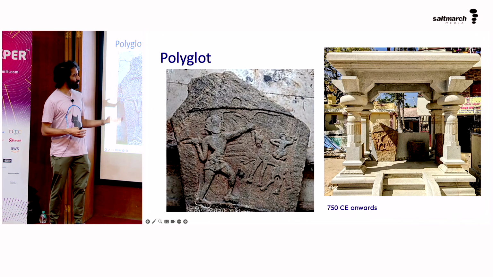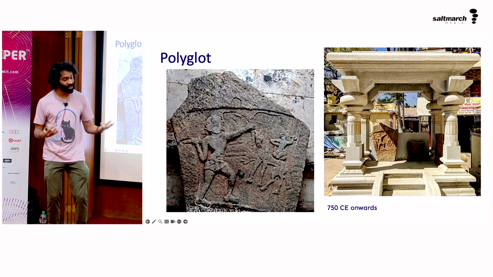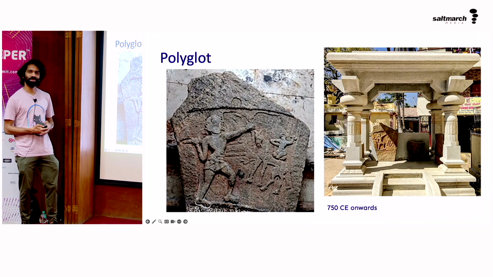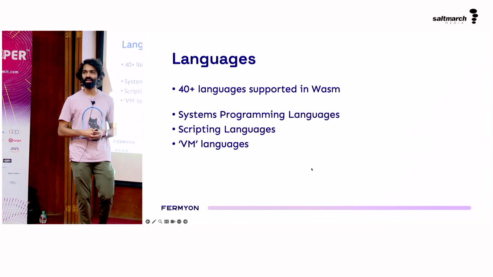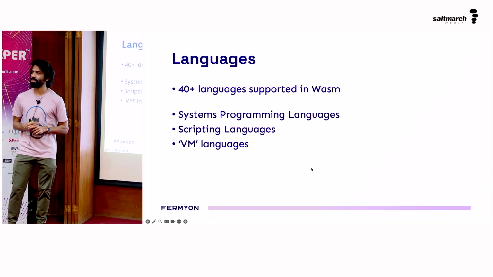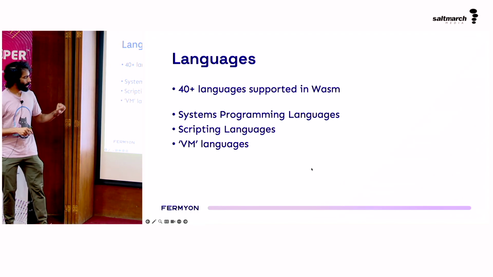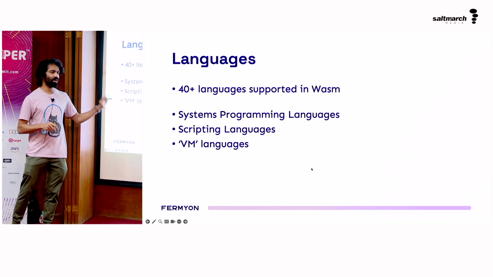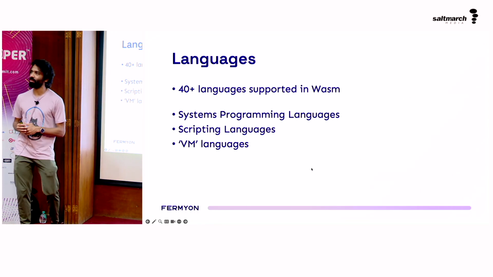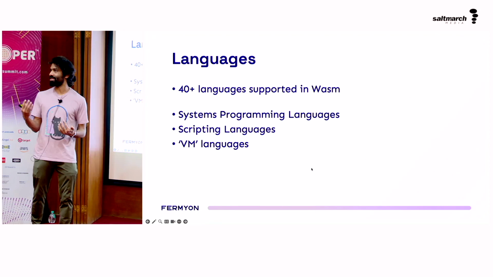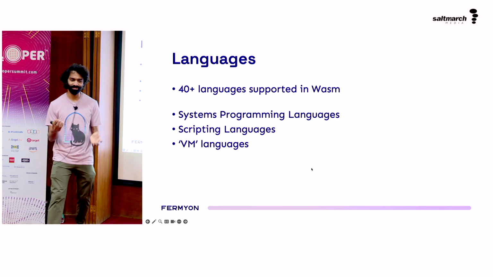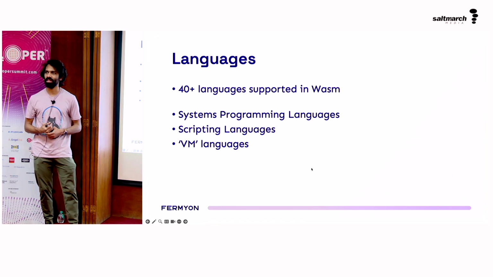So just like Bangalore has always been a place where people spoke multiple languages and you had polyglots, WebAssembly too supports polyglots, or the ability to write in different languages. Currently, you have 40 plus languages supported in WebAssembly with various levels of support. There are different ways to categorize programming languages, and one way is this. You have systems programming languages like C, Rust, C++, Zig, very low level, where you write code which generates some machine executable commands, and the computer reads that.